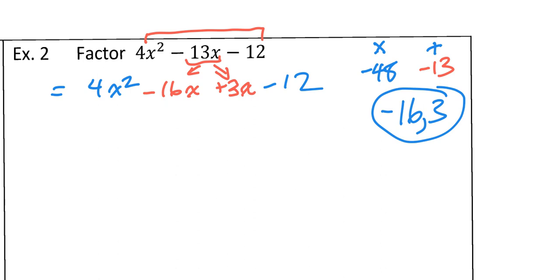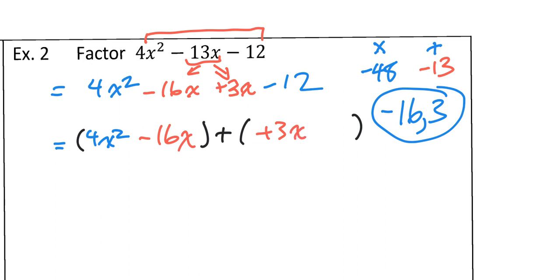So now let's move on to the second half. The next part that we have to do is we have to take the front half of our equation, put it into a bracket, and add to the end half of the equation. So we're going to have 4x squared minus 16x, and then we've got plus 3x and minus 12.